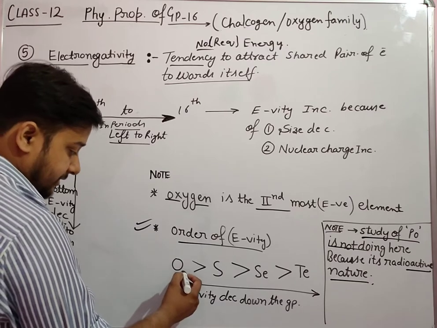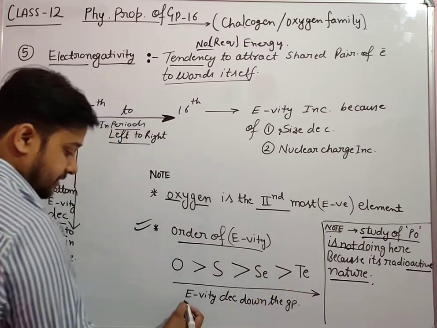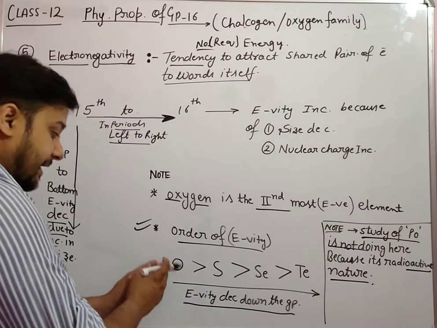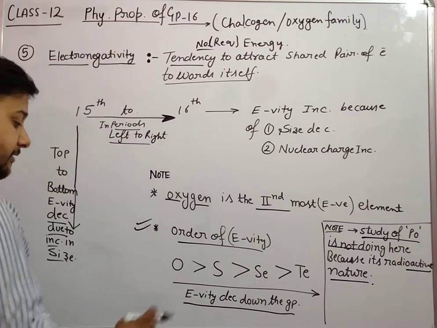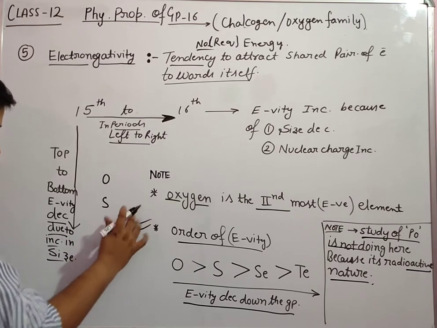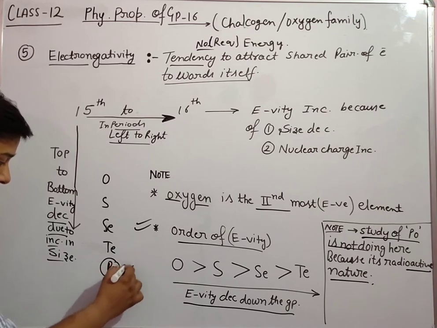You have seen that this order decreases from left to right. That means electronegativity decreases down the group. I am writing it here from left to right, but the actual position in the periodic table is oxygen, sulfur, selenium, tellurium and then polonium. We are not considering polonium because it is of radioactive nature.